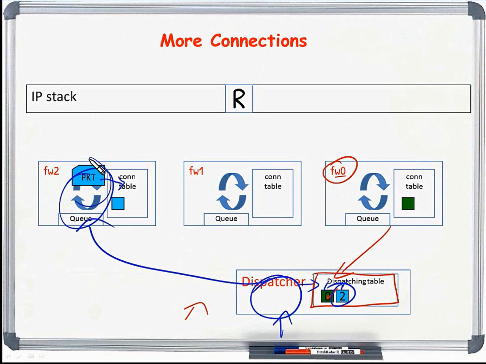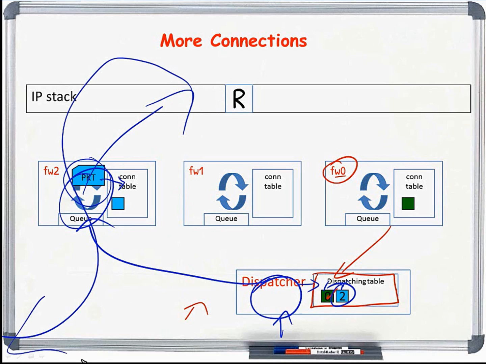Firewall worker number 2 obviously processes that connection, sends it up the IP stack. The IP stack is going to do the routing, makes a routing decision, and sends it off on its way.